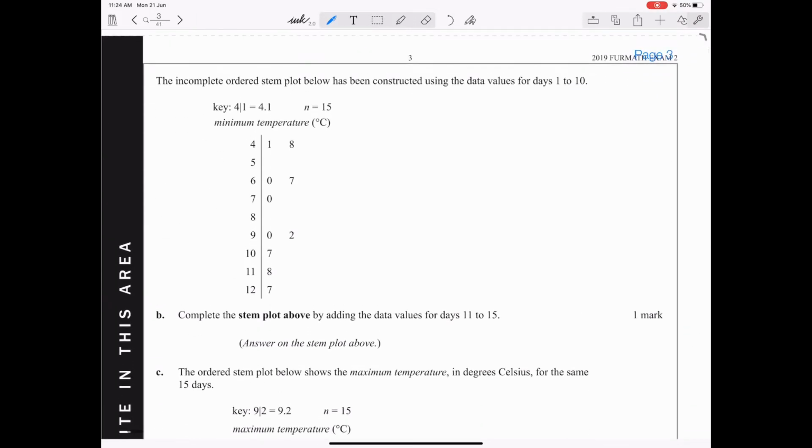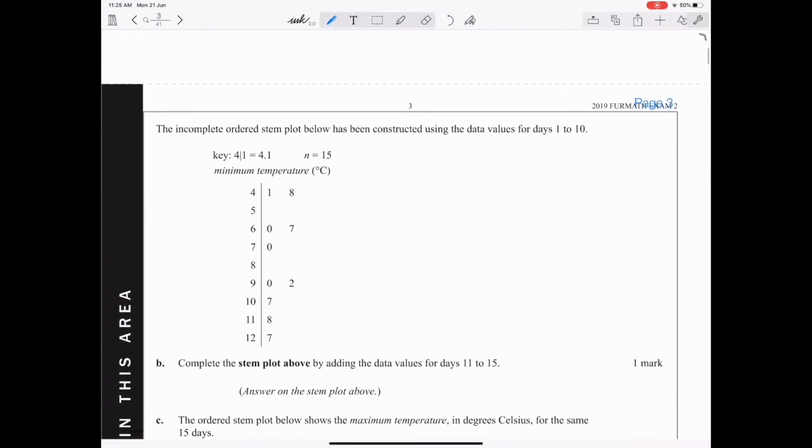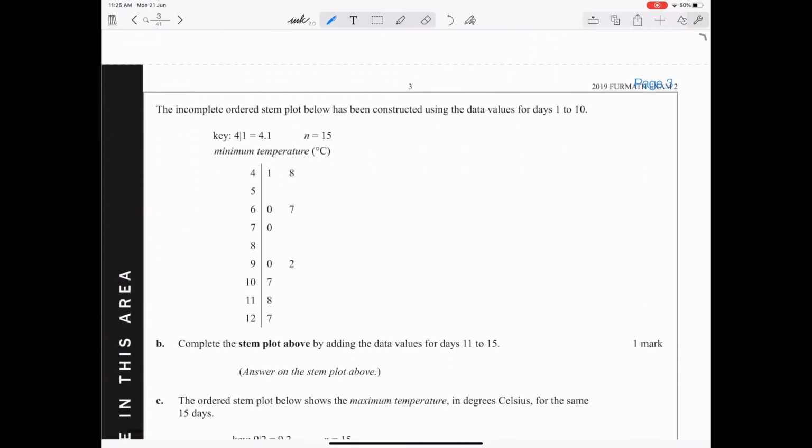1b. The incomplete ordered stem plot below has been constructed using the data values for days 1 to 10. Complete the stem plot above by adding the data values for days 11 to 15. So if we go to this table over here, we know for day 11, the minimum temperature is 7.5. We know for day 15, the minimum temperature was 7.7. So basically we have to enter these values in the stem plot below.